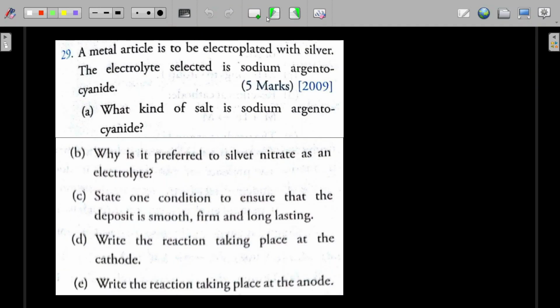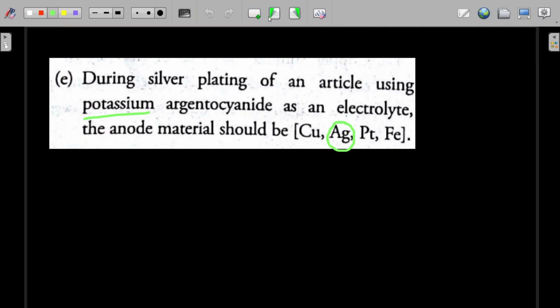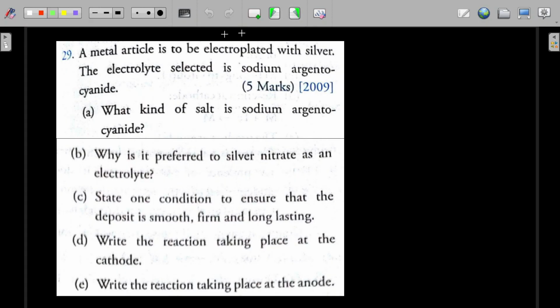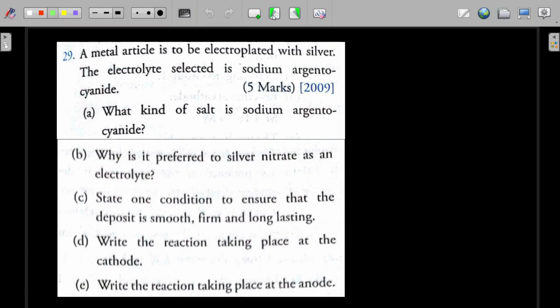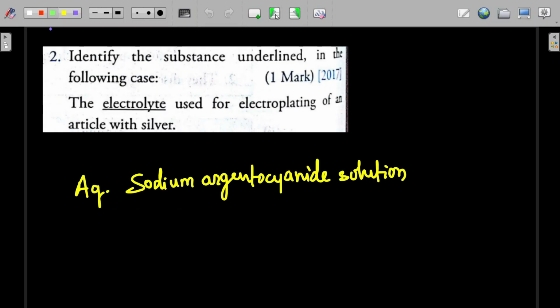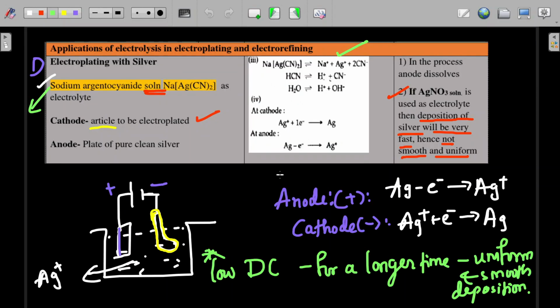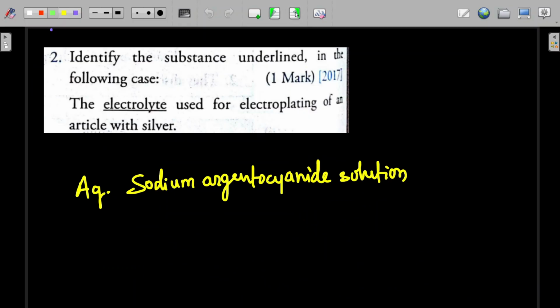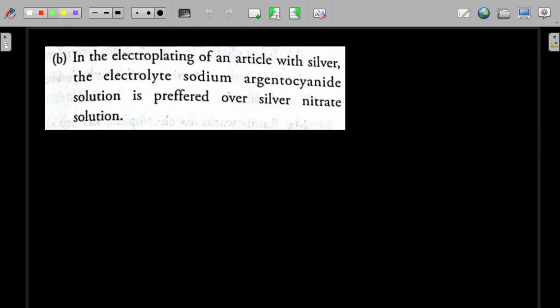You said something about nickel, right? Nickel will come in the next part. So you said direct current and AC current, and I got caught at that time. So if you want to make the deposit smooth and uniform, what is the condition? We have to use low direct current for a longer time. Okay, this is done.